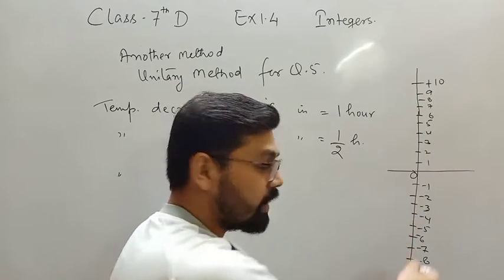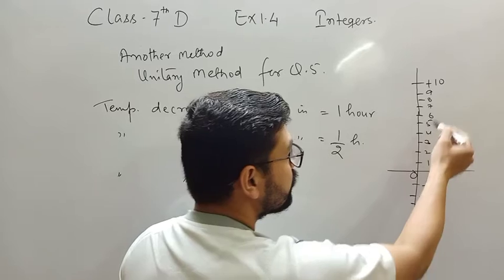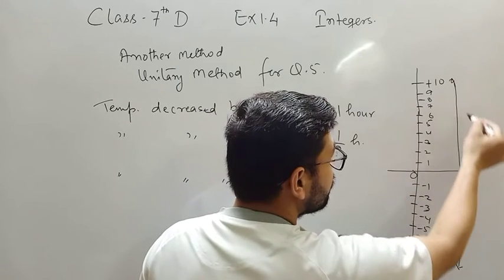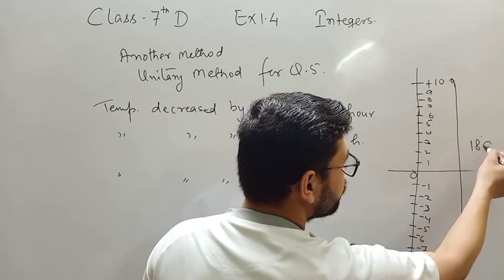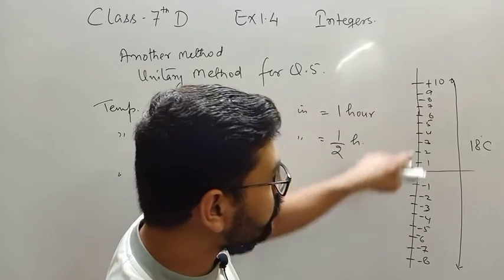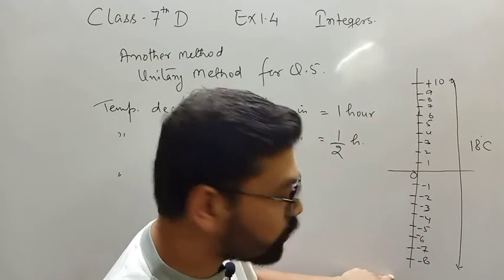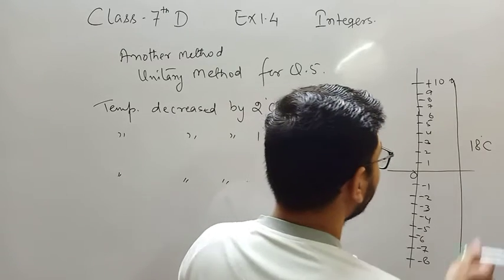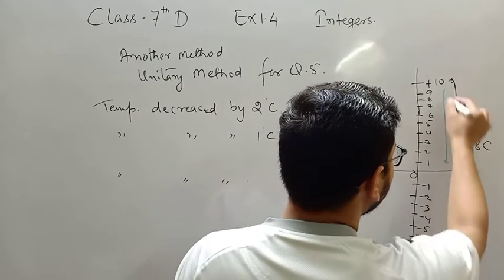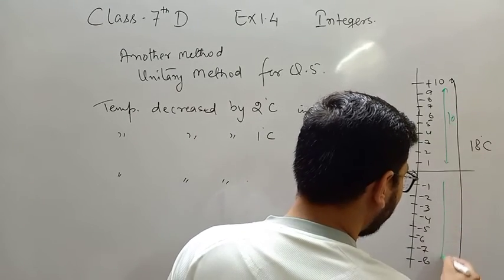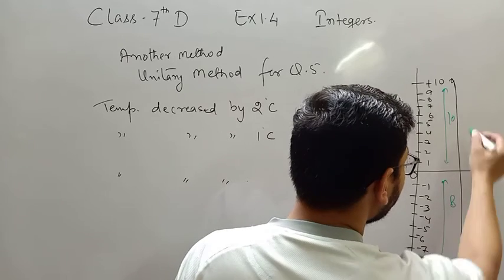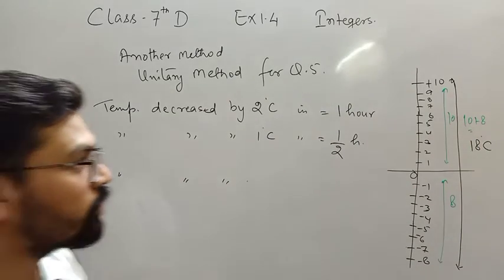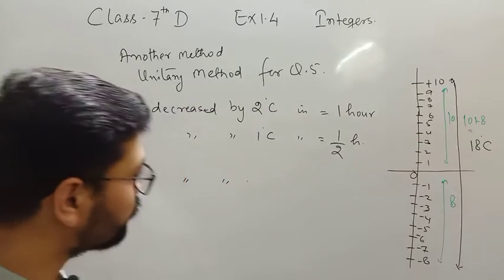So initially the temperature is +10 degree Celsius, and then at what time the temperature become -8 degree Celsius. So how many divisions are there? So the total difference is equals to 18 degree Celsius. From 10 to 0, 10, then 0 to -8 is equals to 8. So 10 plus 8 is equals to 18 degrees Celsius. So there is a total change of 18 degrees Celsius.